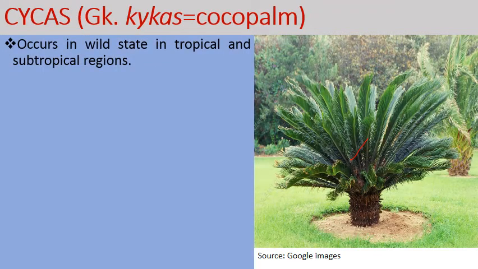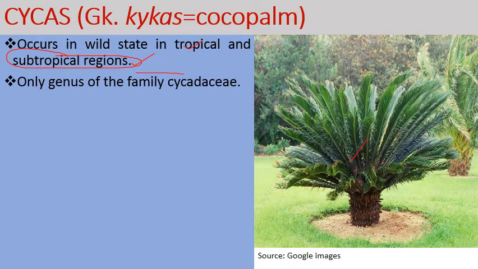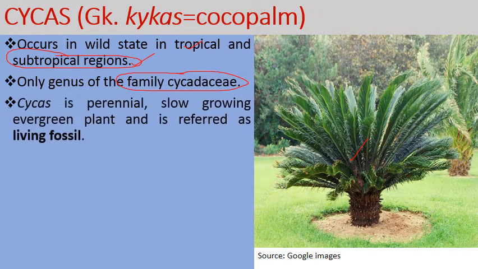Mostly Cycas is found in wild state in tropical and subtropical regions. So the regions which are near the equator, it grows there. And this is the only genus of family Cycadaceae. Cycas is a perennial. Perennial means it can grow more than 2 years, that is up to 100s of years, and it is a very slow growing tree. It is an evergreen plant, and it is referred to as living fossil because it is the last representative of its group.